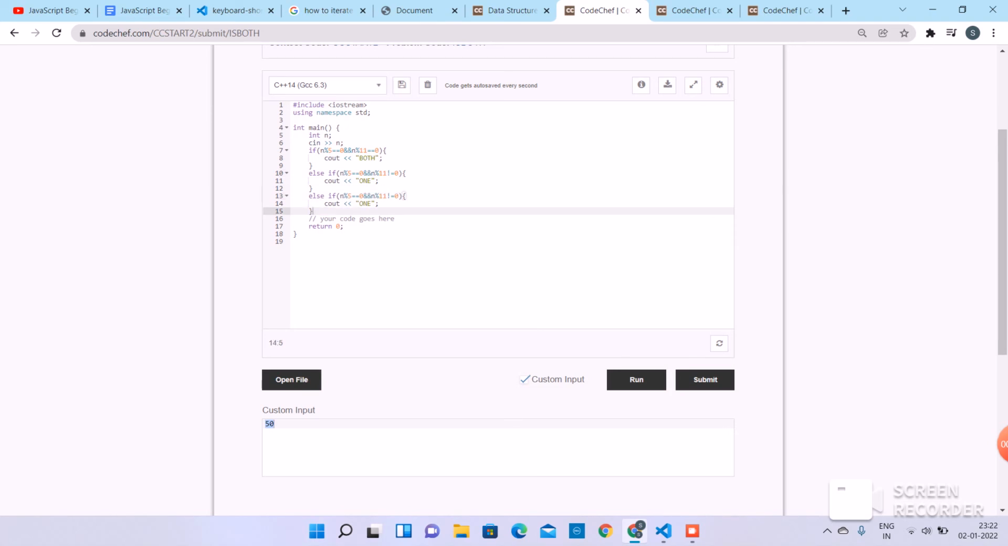And we have, if n % 11 is equal to 0, but n % 5 is not equal to 0. In this case also we have to print 1. So the number is like 11, 22. 22 % 11 is equal to 0, but 22 % 5 is not equal to 0. Only one number is divisible, so we have to print 1 here. And else, if the number is not divisible by any of these, we have to print none.